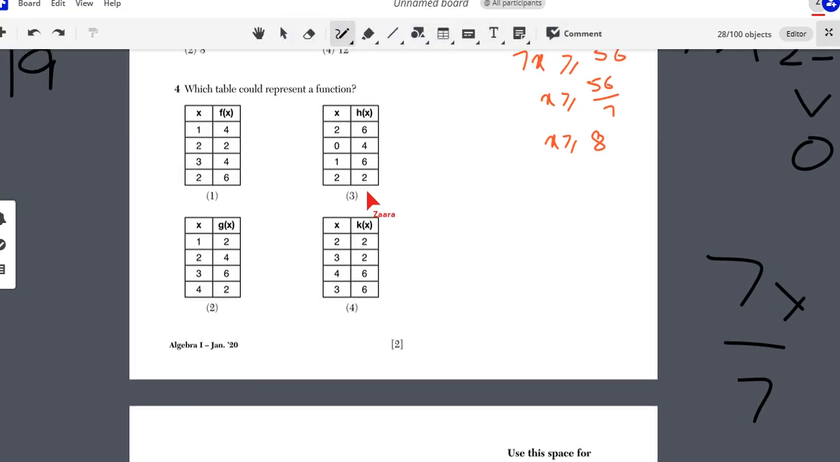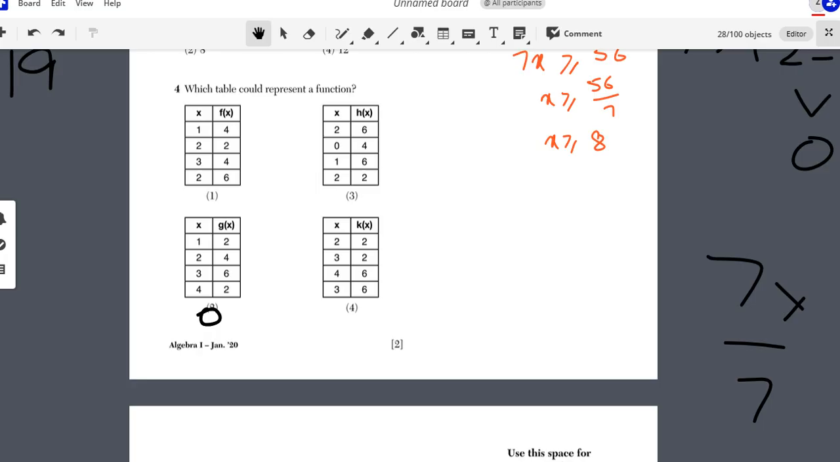For number 2, each input has exactly one output. Since 2 has 4, 3 has 6, 4 has 2. This one, I think, is the answer. But for number 3, it's the same problem as number 1. 2 has 2 different outputs, so this is not a function. And for question number 4, this is not a function either because each input has 2 different outputs. So the best choice for me is number 2. Exactly. Next.